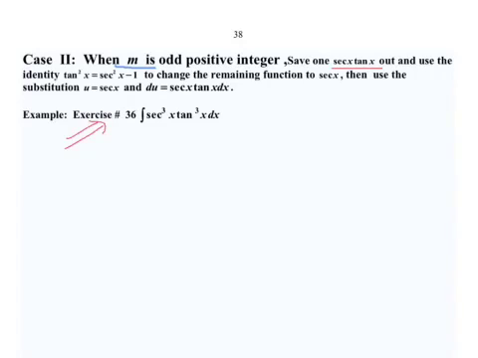Here, the power of tan is odd, so we are going to save out a secant tan. When a tan is saved out, this is tan x. Let us change this. So the remainder will be secant square tan square.